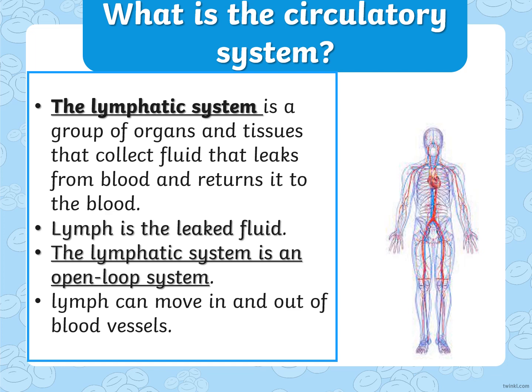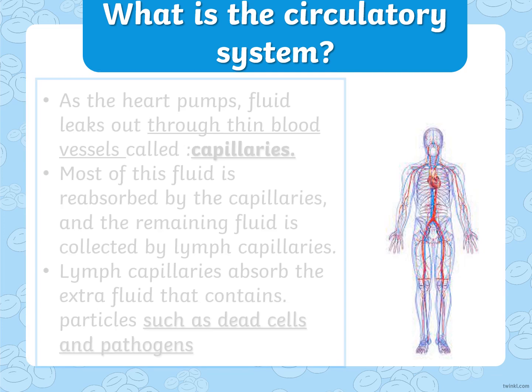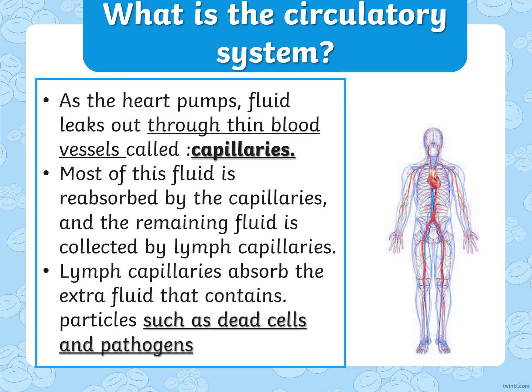The lymphatic system is a group of organs and tissues that collect the fluid that leaks from the blood and return it to the blood. The lymph is the leaked fluid. The lymphatic system is an open loop system, so the lymph can move in and out of the blood vessels. The heart pumps the blood, and some fluid leaks out of the blood vessels called capillaries. So what is the function of the capillaries? Most of the fluid is reabsorbed by the capillaries, and the remaining fluid is collected by the lymph capillaries. The lymph capillaries absorb the extra fluid that contains dead cells and pathogens.